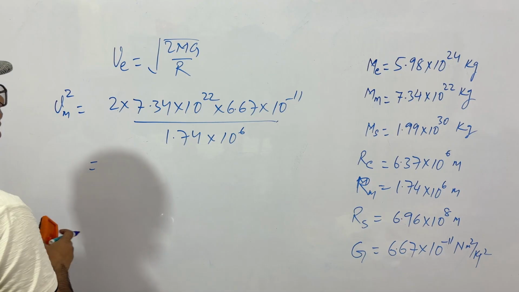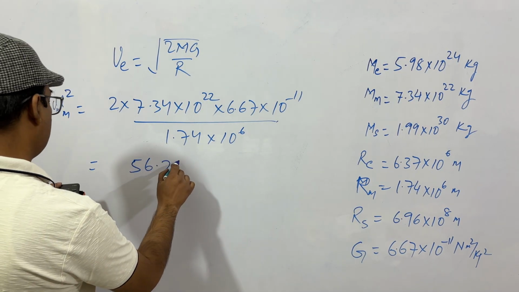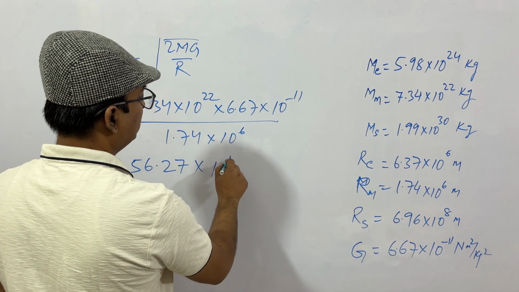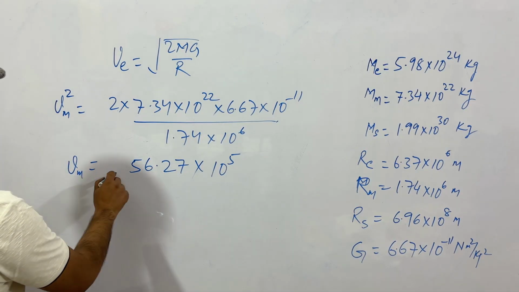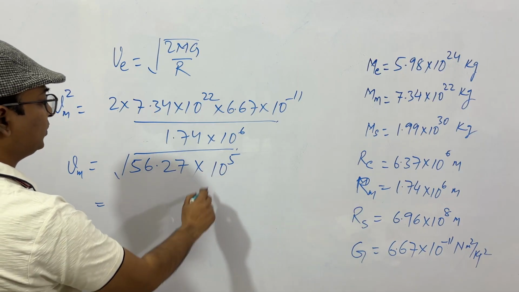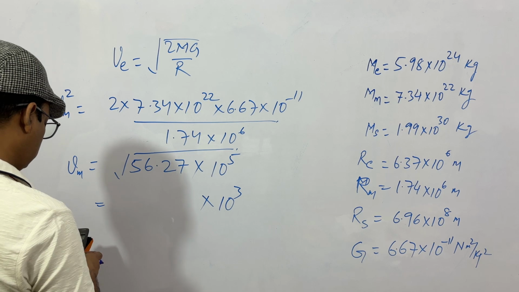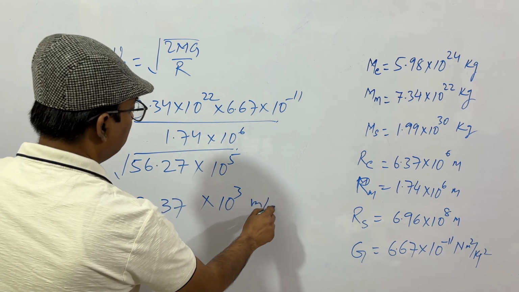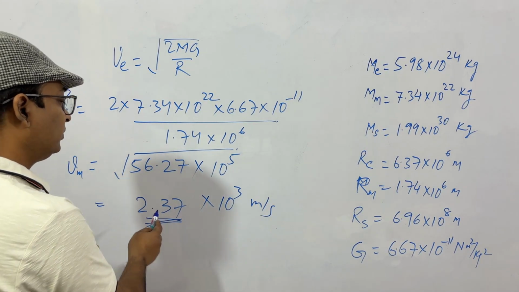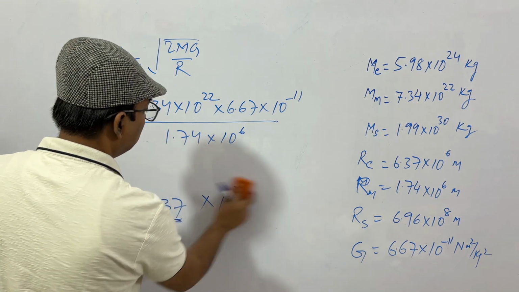So what do we get? It is 56.27 into 10 to the power 22 minus 17. So this is 10 to the power 5. So when you take a root of this, we get about 2.37. So you see, this escape velocity at the surface of Moon is only 2.37 kilometers per second, while it is 11.19 at the surface of Earth. Okay, now let's do the second part.